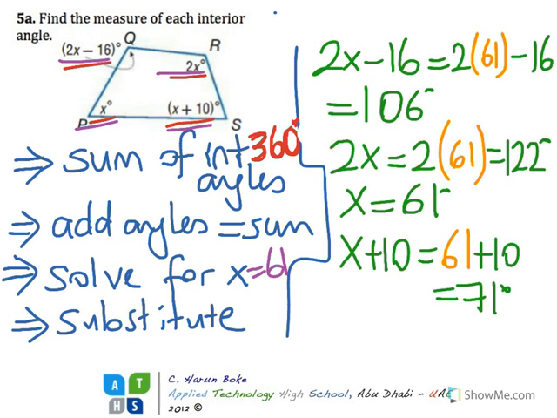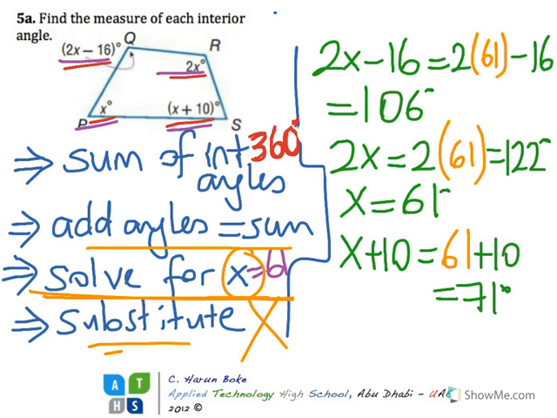Now the question might ask, just find the value of x. This is where you have to stop. You shouldn't substitute, because the question will not ask you to find each interior angle. If the question asks to find the value of the variable, you just write the equation and then solve it for x. You don't substitute. Keep this in mind.